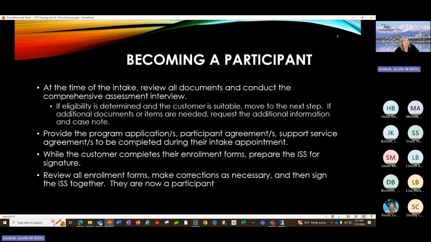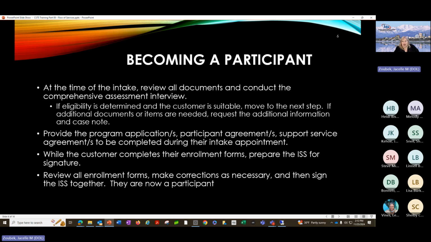a participant agreement. I don't know if you guys use any support service agreements, but these are all things that could be utilized in order to move them forward in that enrollment process. If they're in person with you and you have the opportunity while they're filling out those forms, you could be starting to prepare your ISS. So in an ideal situation, you may be able to sign it at the end of the appointment.